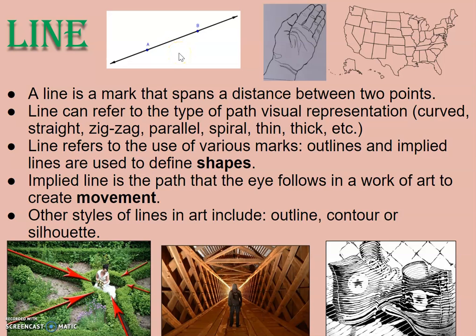Line can also refer to the use of various marks, so outlines and implied lines are used to define shapes. For example, outlines are what is used to define the space here in the map of the United States. The line is outlining the different states. Implied lines are the path the eye follows in a work of art.